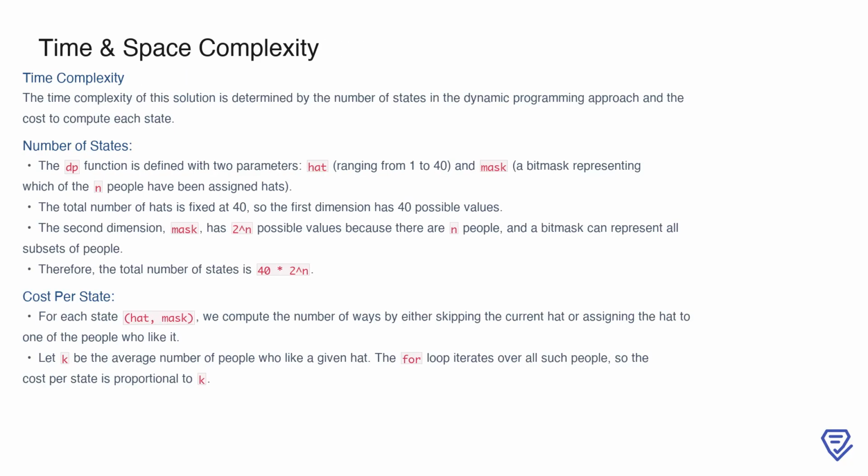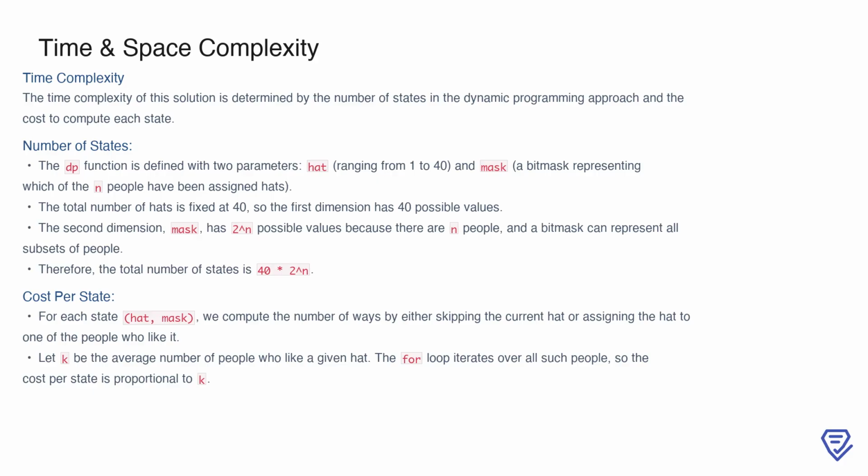The time complexity of this solution is rooted in the dynamic programming approach we use. First, let's consider the number of states. The DP function is defined with 2 parameters, hat, which ranges from 1 to 40, and mask, a bit mask that represents which of the n people have already been assigned hats. Since there are 40 hats, the first parameter has 40 possible values. Meanwhile, the mask parameter, because it's a bit mask representing subsets of n people, has 2^n possible values. This means the total number of states in our DP table is 40*2^n.